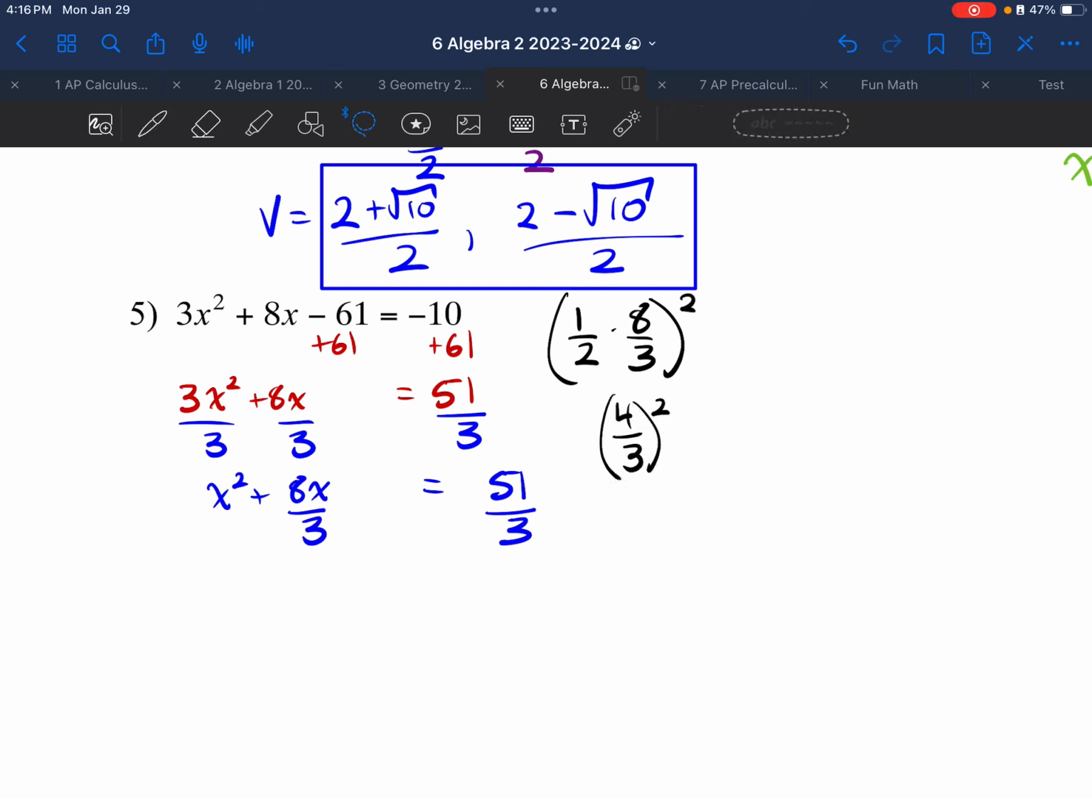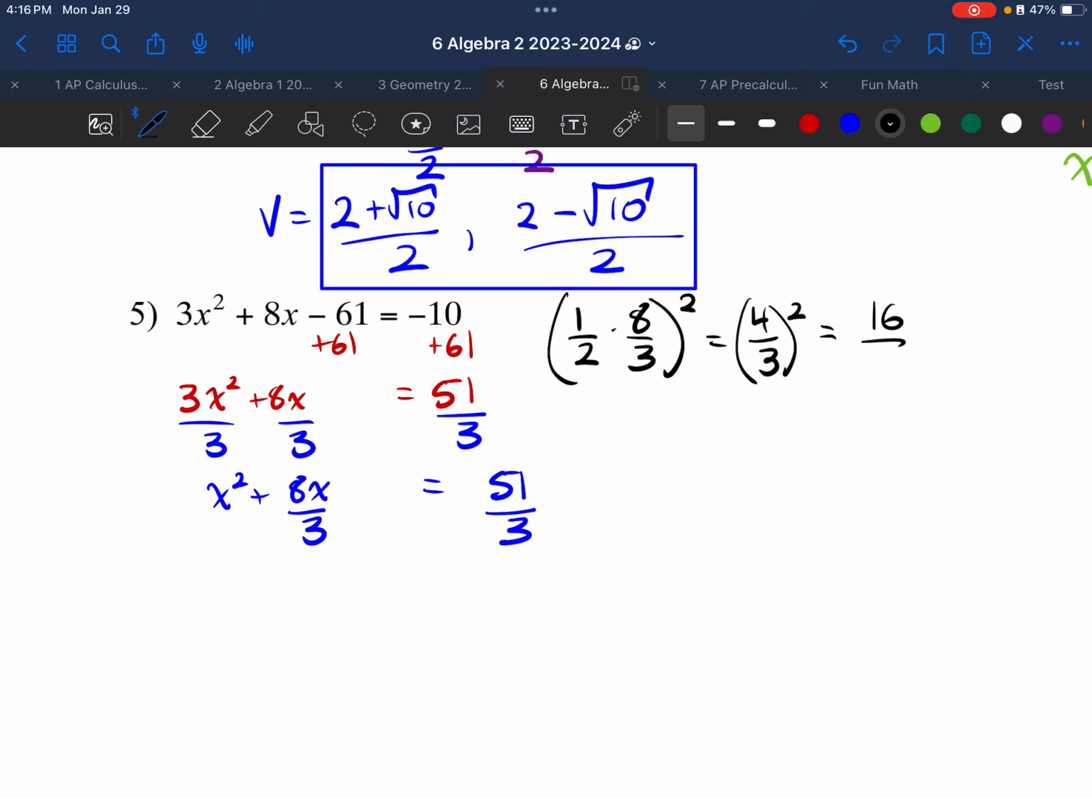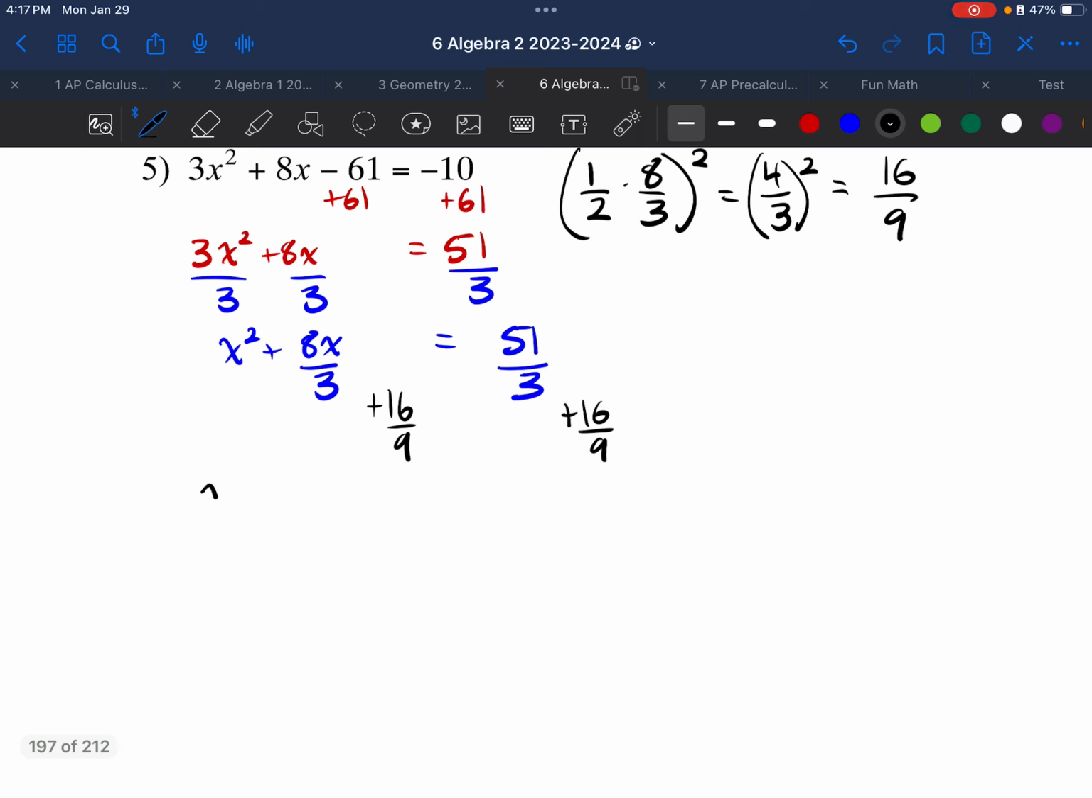And maybe I might have to conserve space in here, so I'm going to write it up here and say that this is equal to 4/3 squared, which is going to be 16 over 9. So I'm going to add 16 over 9 to the left side. I'm going to add 16 over 9 to the right side. And now I have, on the left side over here, x squared plus 8x over 3 plus 16 over 9, and on the right side, 16 over 9.